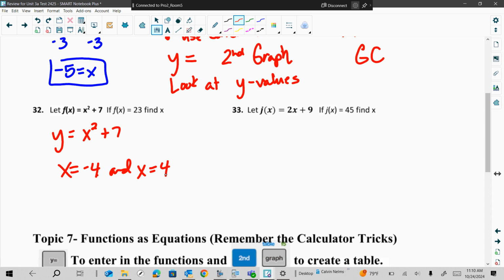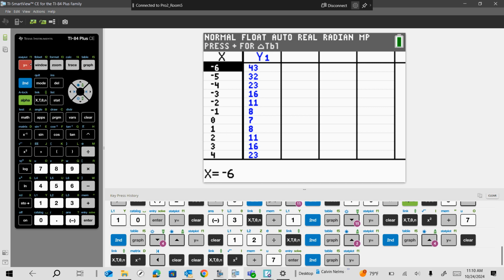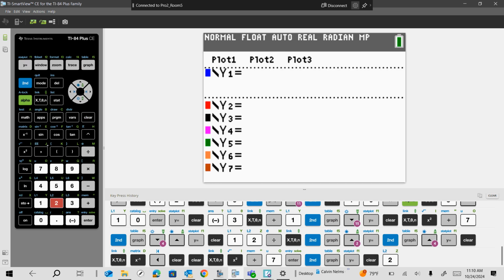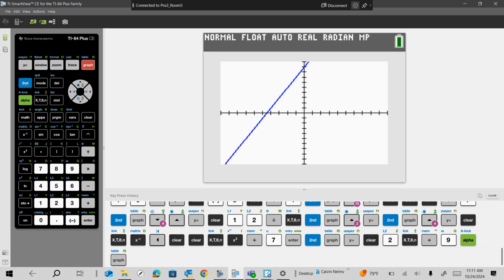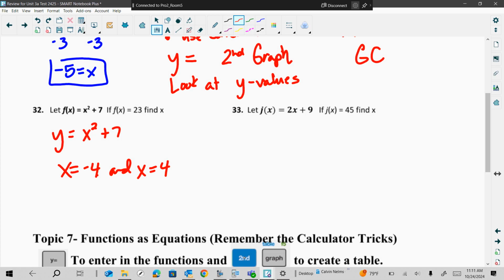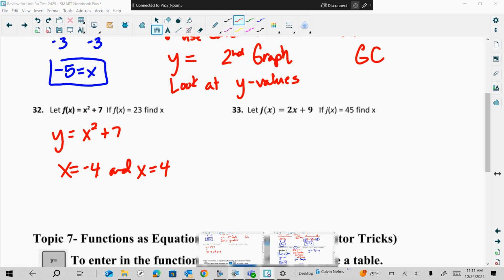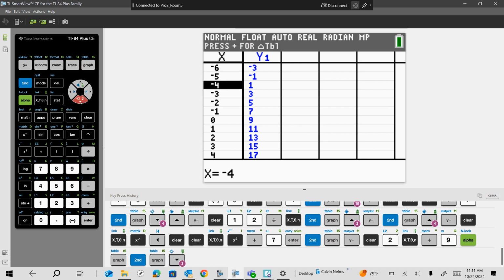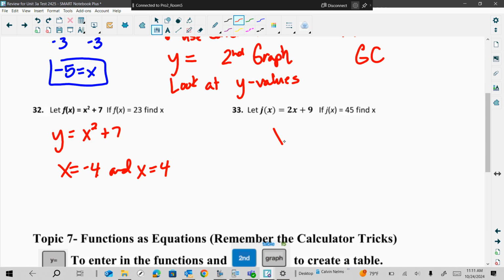Try the last one. J of x is 2x plus 9. And we need to find, oops, I went to graph. I need to go to the table. Okay, we need to find the value of x when the function is 45. So I gotta scroll down. What'd y'all get? 18? Yep. Yeah, x equals 18.